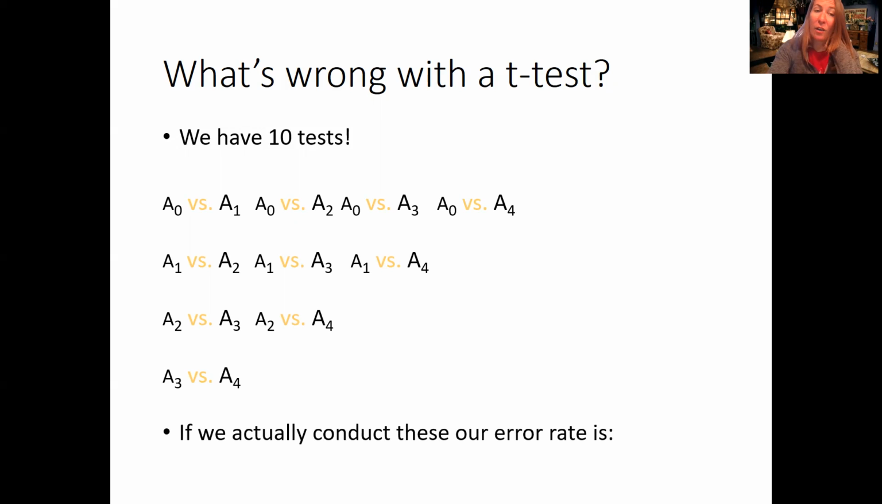If we actually add all these up, 5% for all of these, if we have 10 tests and we multiply it by our 5% risk of committing a type 1 error, we end up with a 50% chance that we are going to reject the null hypothesis when we shouldn't have. So we have a 50% chance that we are going to commit a type 1 error here. So it really inflates our type 1 error rate.